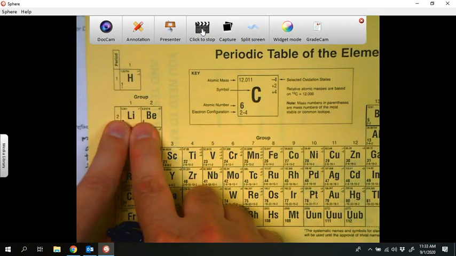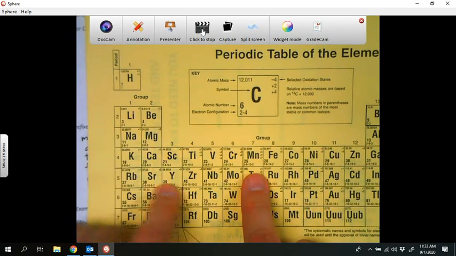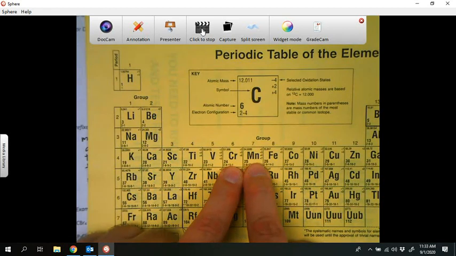So lithium only has one possible charge. Things like manganese have multiple charges.